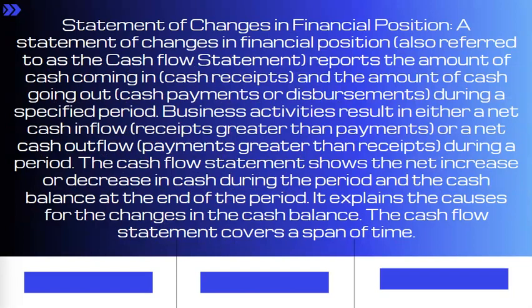A statement of changes in financial position, also referred to as the cash flow statement, reports the amount of cash coming in, cash receipts, and the amount of cash going out, cash payments or disbursements, during a specified period. Business activities result in either a net cash inflow, receipts greater than payments, or a net cash outflow, payments greater than receipts, during a period. The cash flow statement shows the net increase or decrease in cash during the period and the cash balance at the end of the period. It explains the causes for the changes in the cash balance. The cash flow statement covers a span of time.